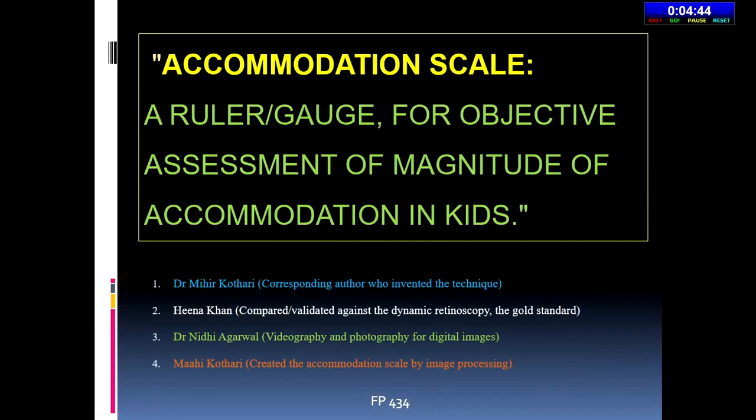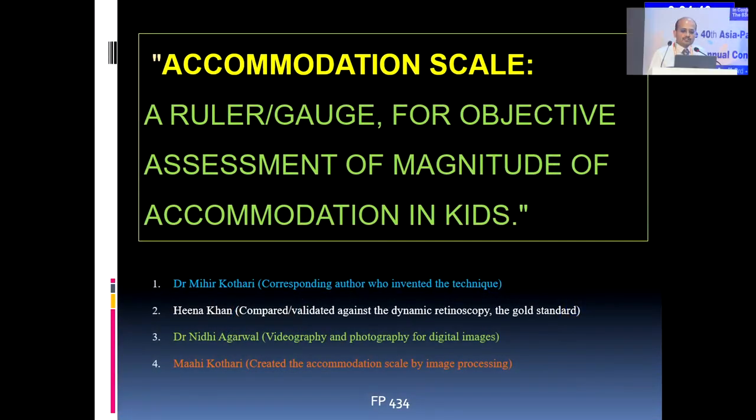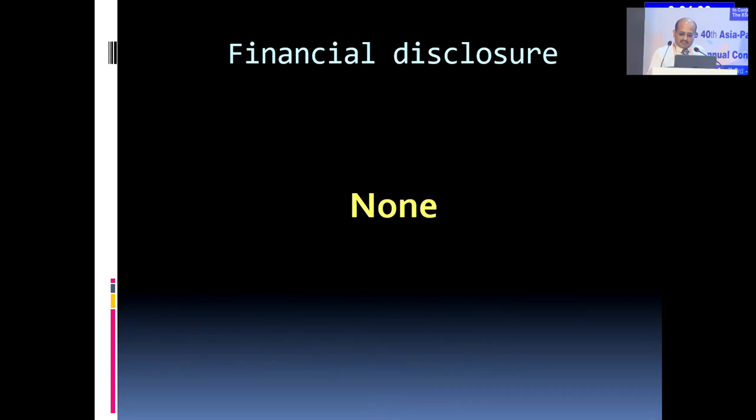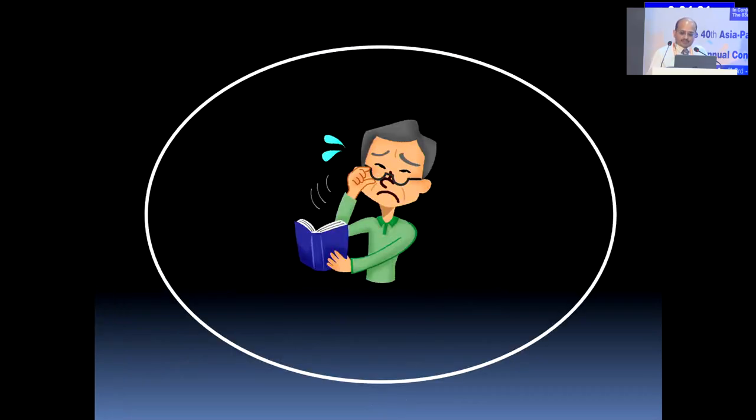Thank you very much for paying attention to this repeat presentation of an accommodation scale. I'm glad to inform you, last month it was presented at the American Academy of Pediatric Ophthalmology and Strabismus. This is a scale which you could use to assess the quantity and quality of accommodation of pre-verbal children as young as 6 months of age. I have no financial disclosures to make.